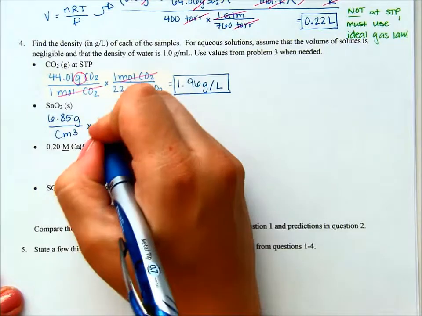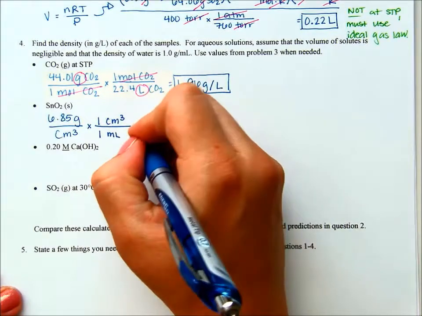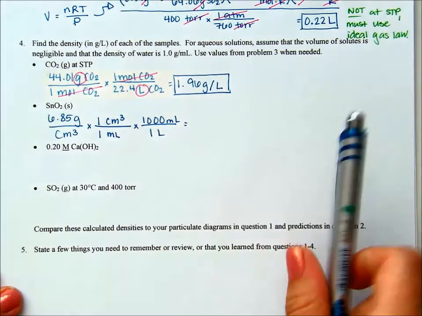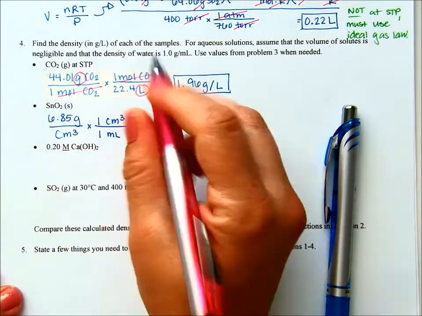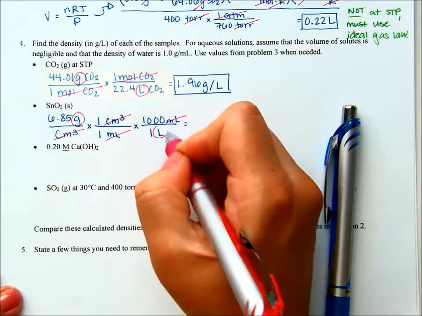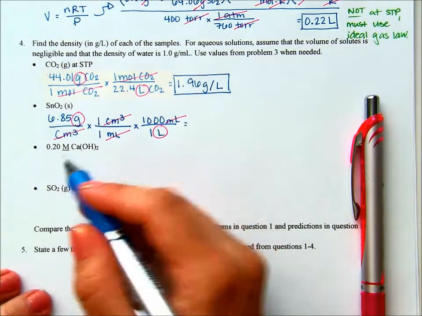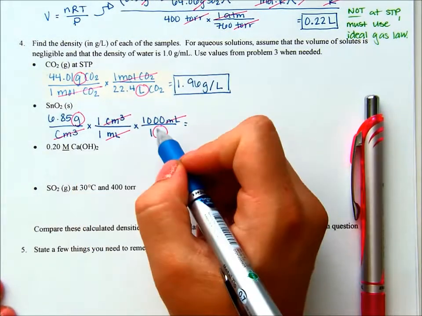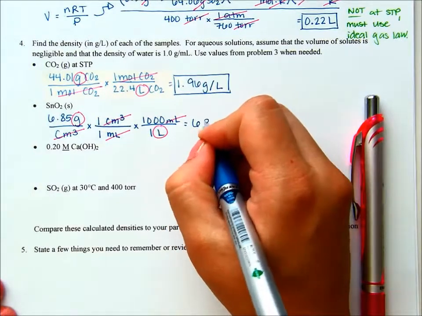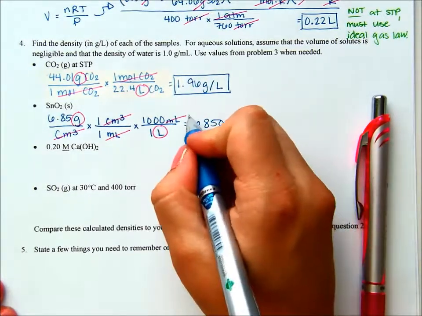So we know that there is 1 cubic centimeter in every 1 milliliter. And we also know that there are 1,000 milliliters in 1 liter. So our units work out like this. Cubic centimeters canceled, milliliters canceled. We have grams per liter, which is what we want. And again, we just got that density from the previous problem, so we didn't have to do anything special to get it. We just had to convert cubic centimeters to liters. So plugging all that into your calculator, you should have 6,850 grams per liter.